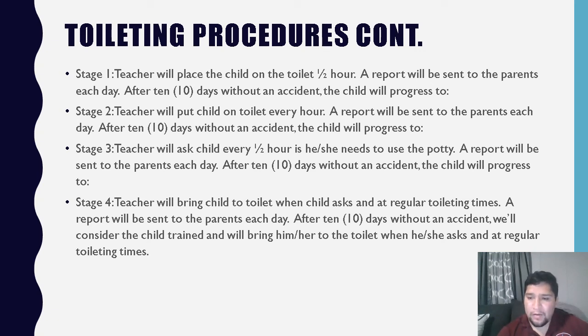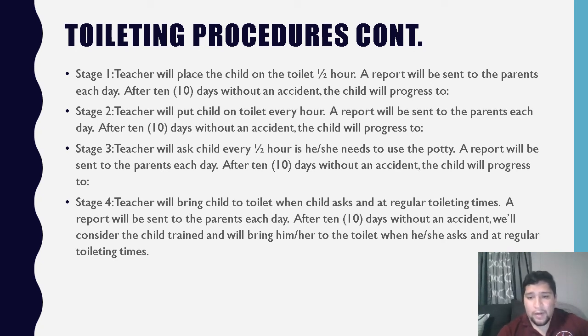Now, if they do well with you asking them every half an hour or 30 minutes, then we can progress them to stage four, which is we're no longer going to ask them. This time they're going to be going during the classroom schedule, which has times where they go potty train, where they go to the restroom. So we're no longer going to be asking them. Now they're just going to go on their own. And during this step, same thing as the previous steps, we're going to give them a progress report every single day to see how they're doing at home, at the center, sorry.